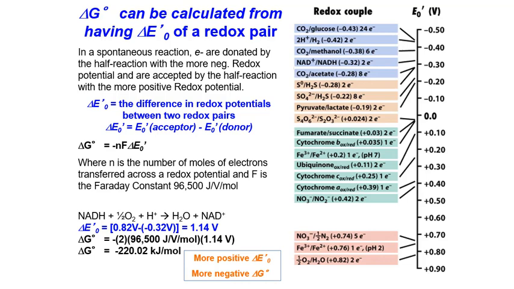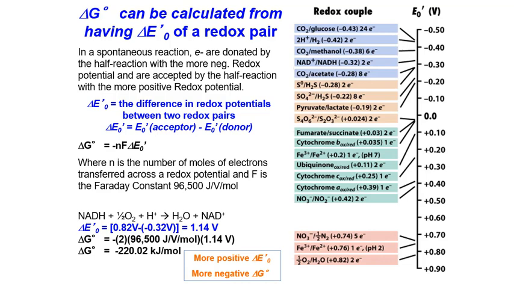So you just have to add these two numbers, or subtract a negative, and see that the delta E for using oxygen to oxidize NADH is 1.14. Now to figure out the change in Gibbs free energy for the reaction. That can be calculated from delta E if you know the Faraday constant, which we do, and the number of moles of electrons that are being transferred across the redox potential for a given delta E.